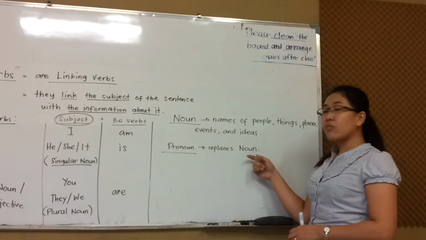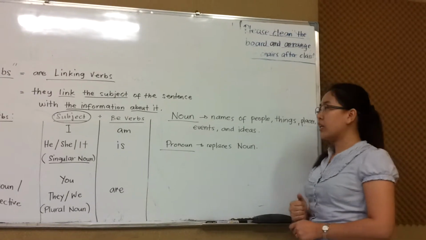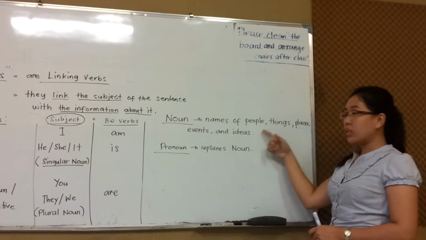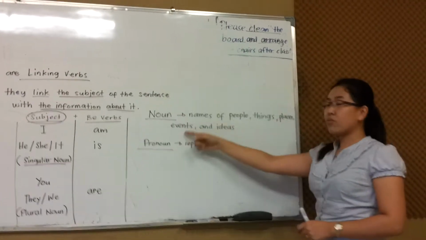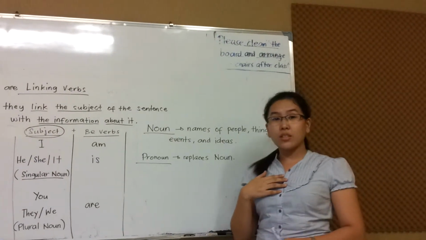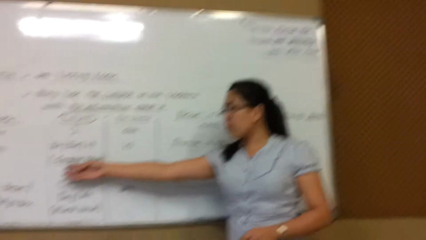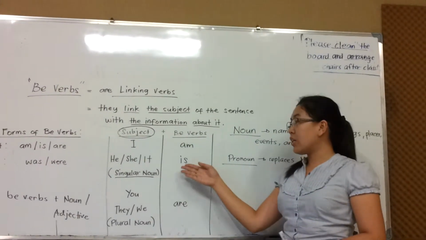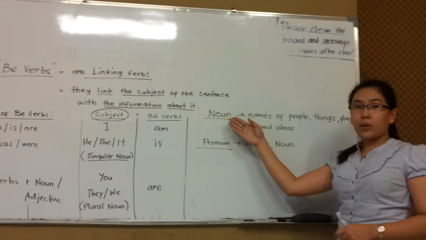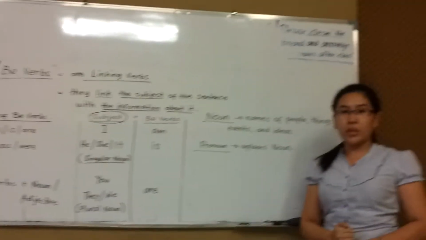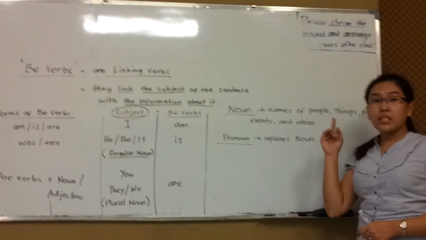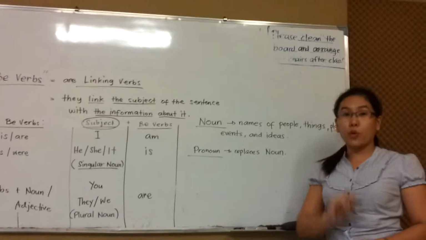So, let's define noun first. Okay? So, noun means names of people, things, places, events, and ideas. Because as I said a while ago, you can also use a regular noun with is, right? So, your singular noun means only one. Okay? So, names of people. So, since I said one, it means one person.